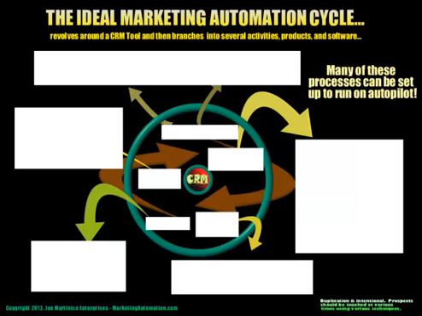Now, of course, I mentioned to you that they start with CRM. There has to be a central place where you keep all your records, where you keep all your activities, and where you can keep all your things to do and your follow-up. So the CRM system is at the very base of any ideal marketing automation cycle.